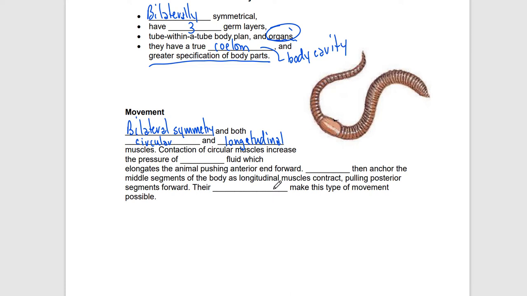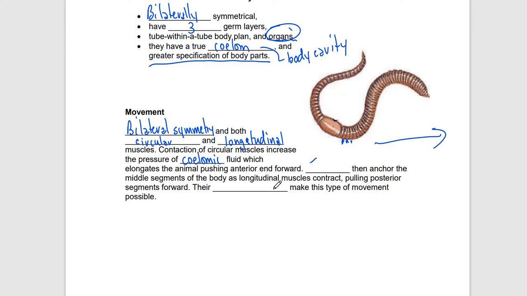Contraction of the circular muscles increases the pressure of their body fluid, the coelomic fluid, which elongates the animal, pushing the anterior forward, right? So if you've ever seen an earthworm get skinny as it moves, the contraction of those circular muscles increases the pressure and extends the body out forward, but those bristles on the bottom are kind of anchoring as the one end pushes forward.